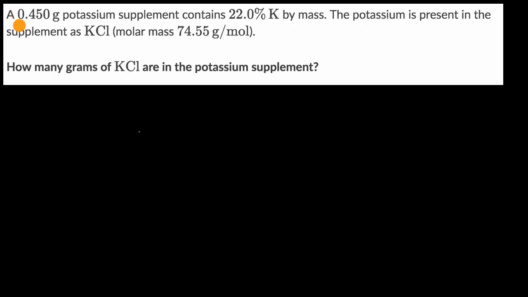We're told that a 0.450 gram potassium supplement contains 22% potassium by mass. The potassium is present in the supplement as potassium chloride, which has a molar mass of 74.55 grams per mole. How many grams of potassium chloride are in the potassium supplement?